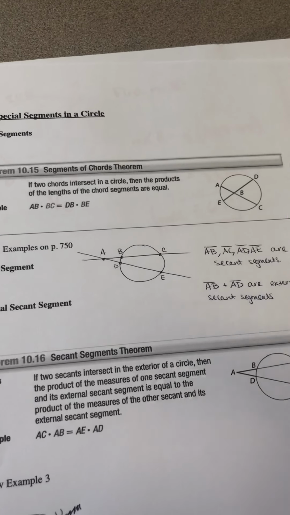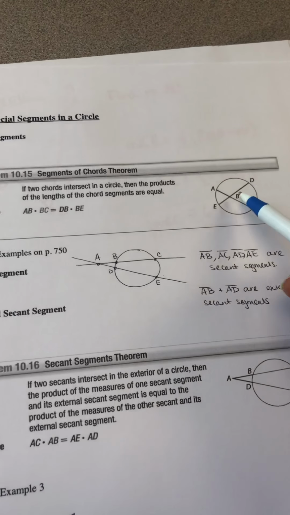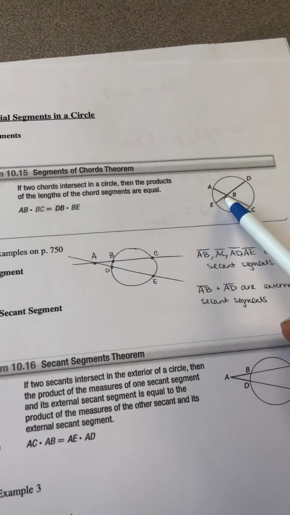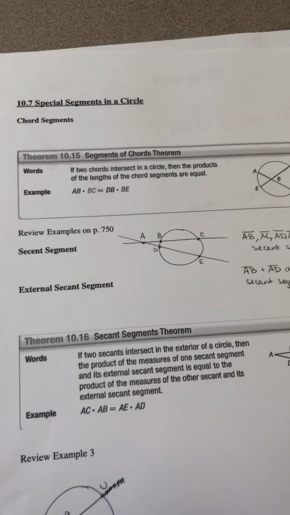But again, what's really important is where do these chords intersect? If it's on the inside, then that is a true statement. Those small chord segments, the product of those are equal to one another.